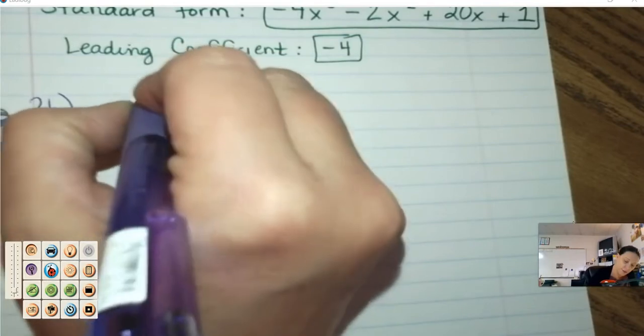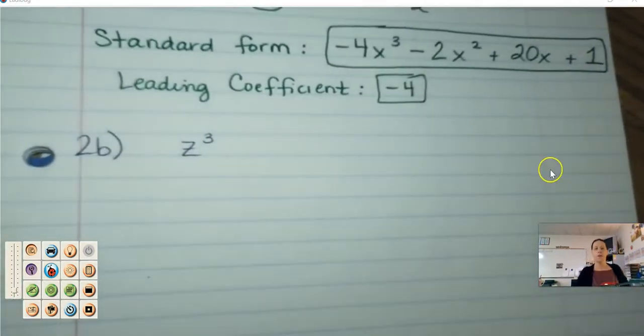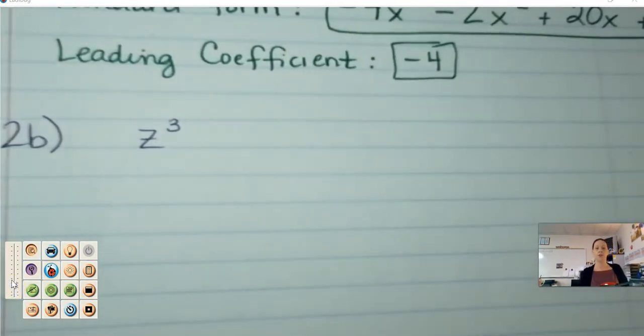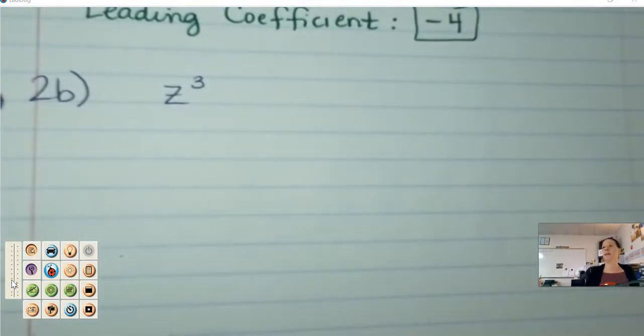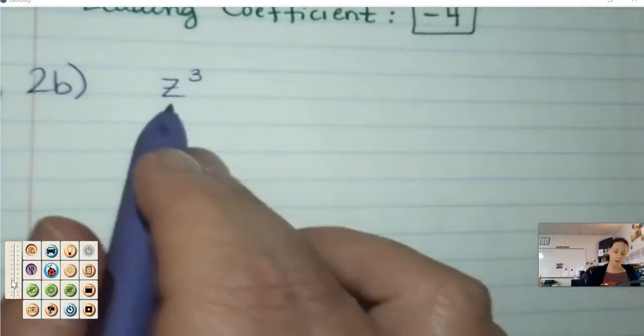Z cubed, and you'll notice when I write z's, I put a little line through them because too often when you write a z, it ends up looking like the number 2. So if you look at your z right now, does it look like a 2? Because on a test, if I can't tell, I'm going to mark it wrong. Make sure it looks like the letter z and not like the number 2.